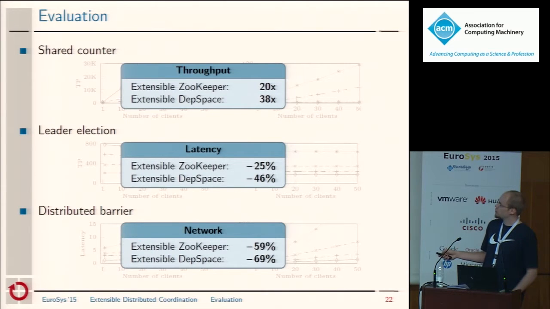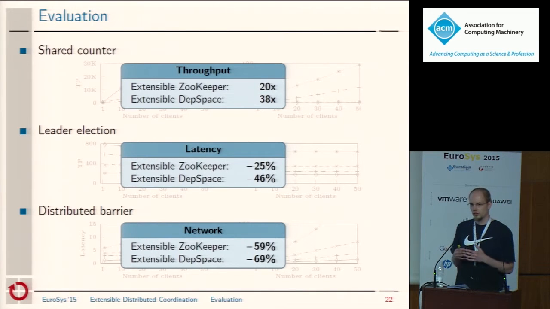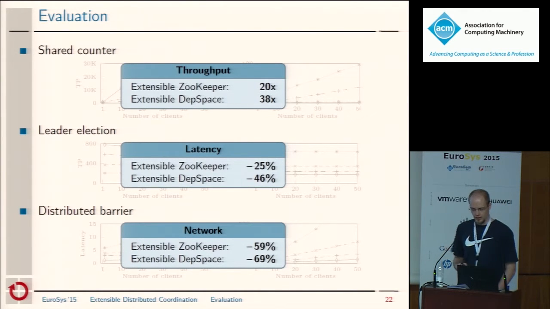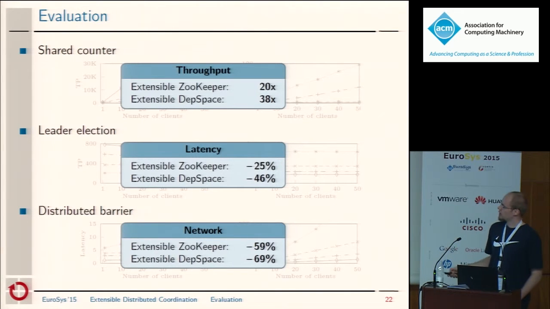In contrast, the other two coordination mechanisms, leader election and distributed barrier, did not suffer from concurrency issues. Here the benefit of the extension is to reduce the number of remote calls a client needs to do something. This reduction in remote calls, for example, leads to a lower latency for leader election by a factor of 4 in ZooKeeper and almost half in DepSpace, as well as savings in the amount of data a client needs to send to the coordination service for the distributed barrier by about 2/3.